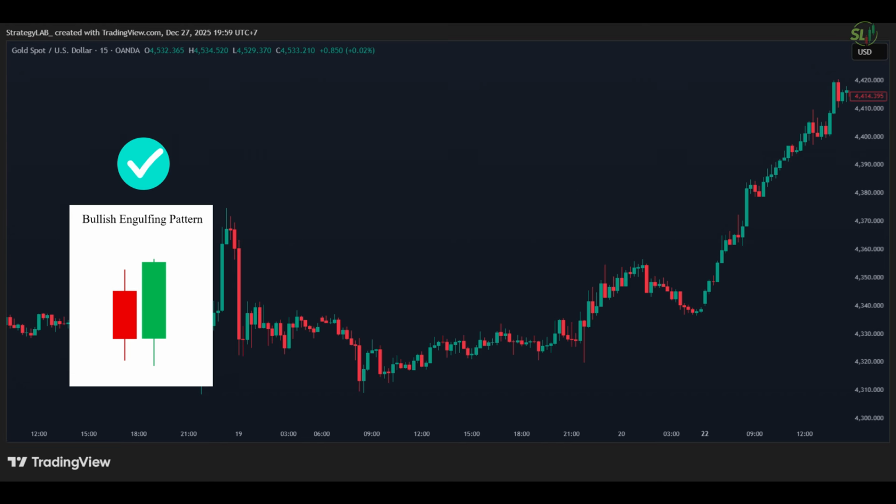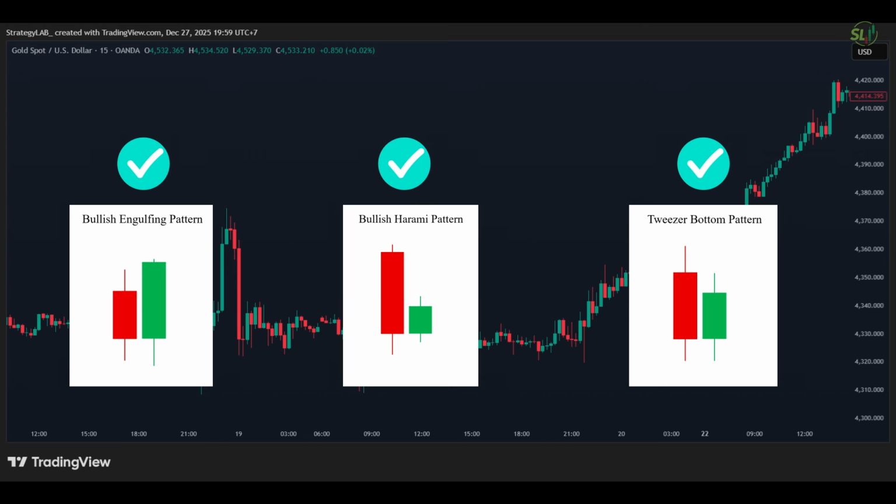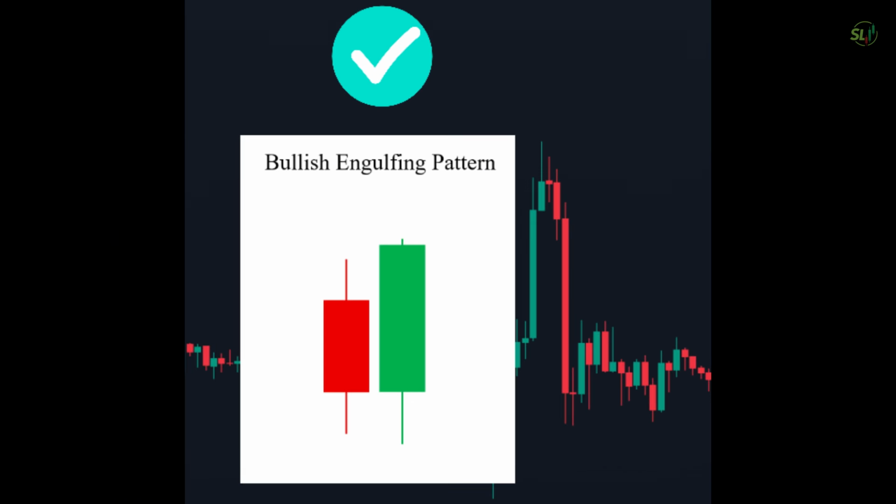There are many candlestick patterns that signal a reversal. Some examples include: the bullish engulfing candlestick pattern has these characteristics. The first candle is bearish and the second candle is bullish, in which the second candle completely engulfs the first candle.